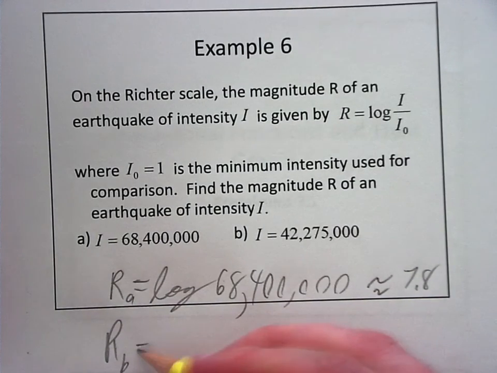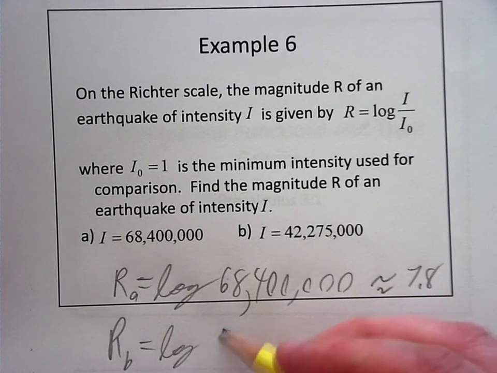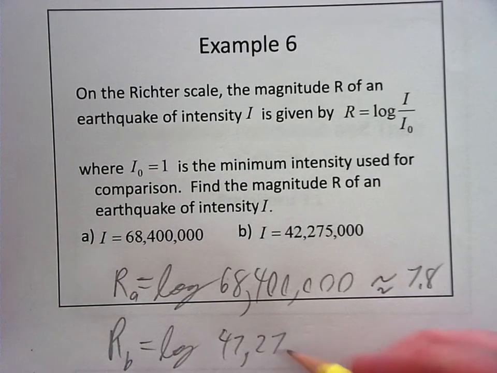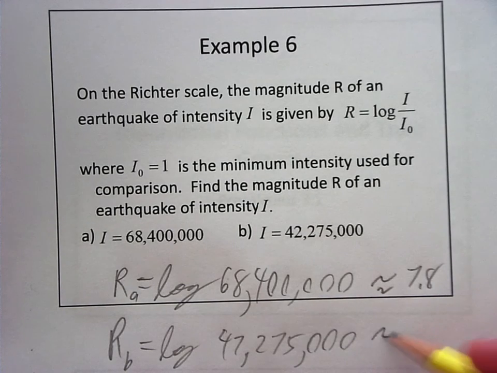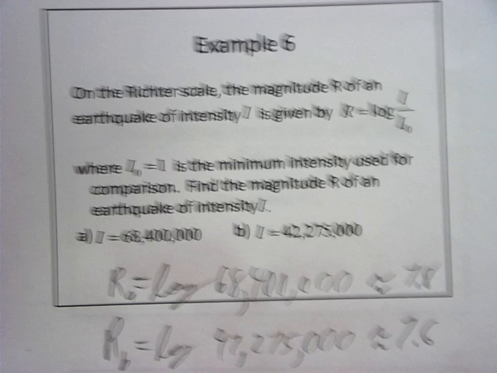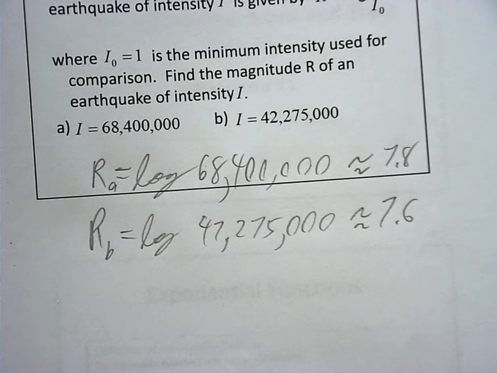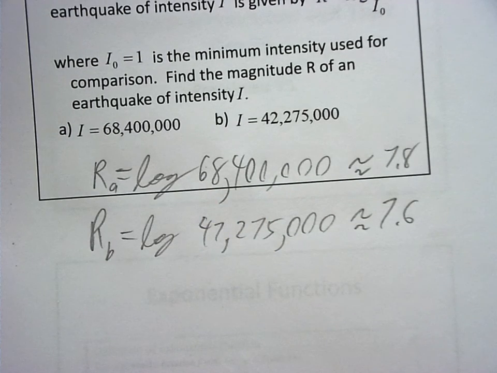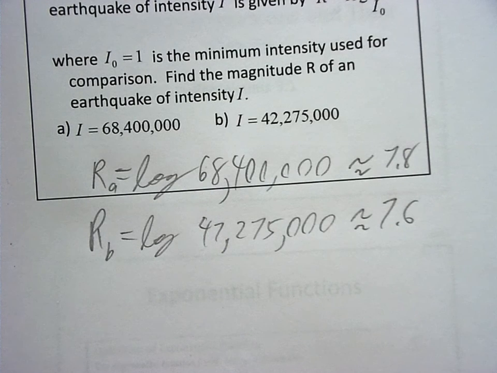For the other one, what do you get? 7.6. So if you think about when they talk about the difference in earthquakes between a 7.6 earthquake and a 7.8 earthquake, it doesn't really sound like that much. But if you look at the intensity of it, it's almost 150%. From 47 to 68, it's 1.5 times as intense. That's why from a magnitude 6 to a magnitude 7 is 10 times as powerful.